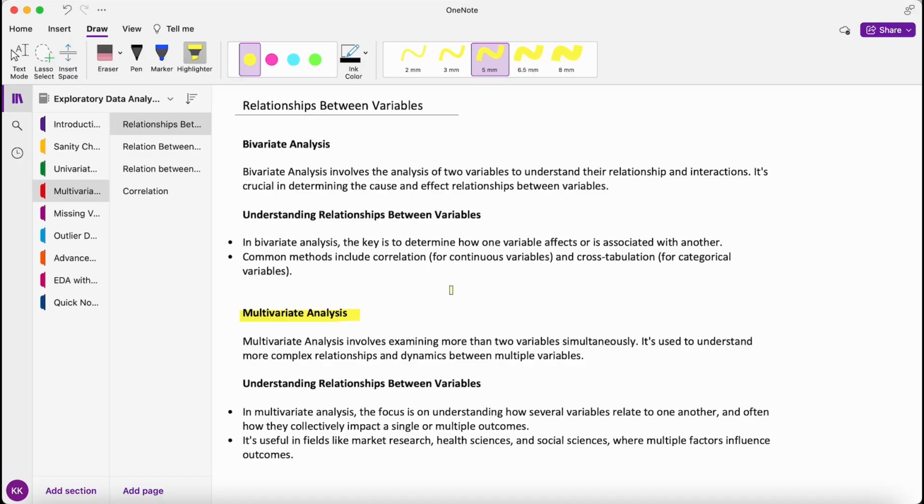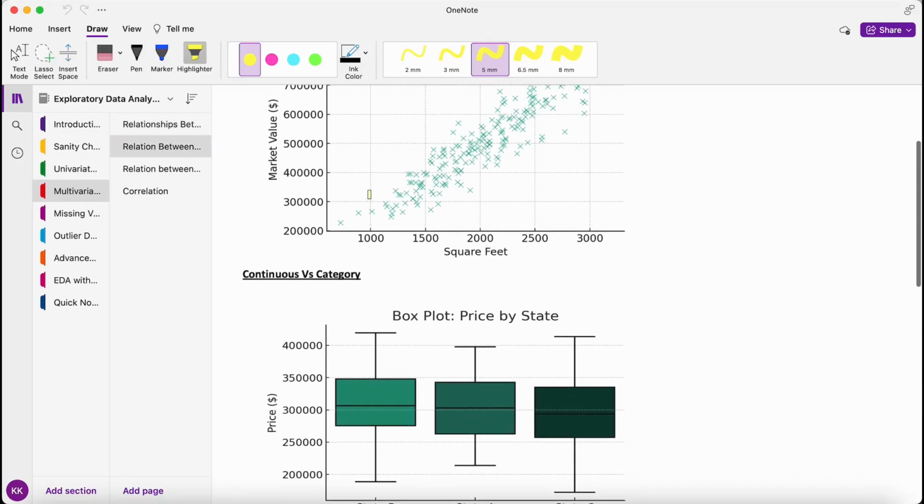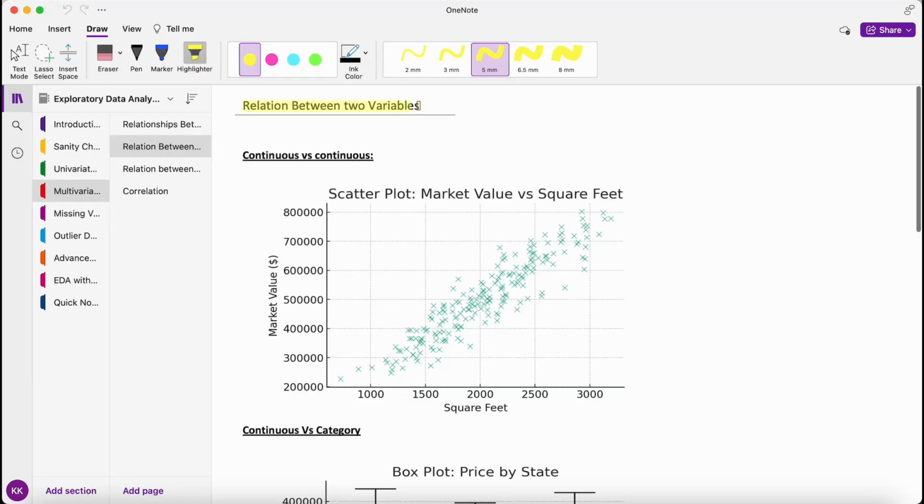Now let's understand how to determine relationship between two variables. Understanding the relationships between variables is a key aspect of both bivariate and multivariate analysis. Let's explore how these relationships can be visualized and interpreted across different types of variables.